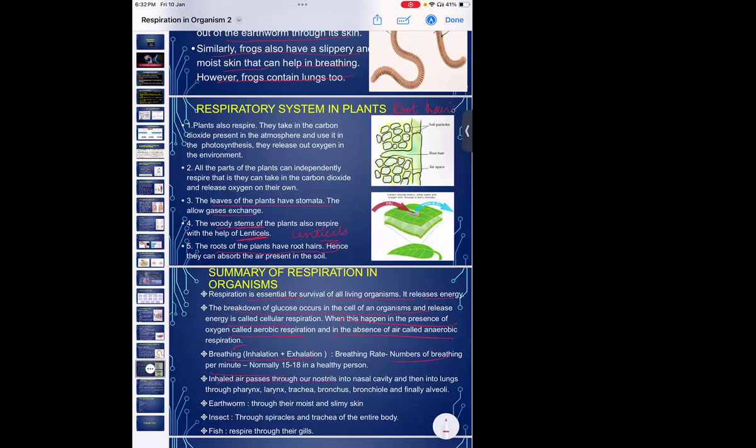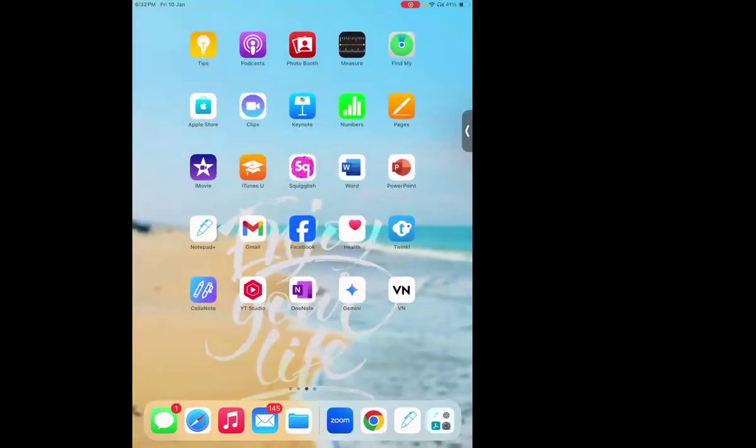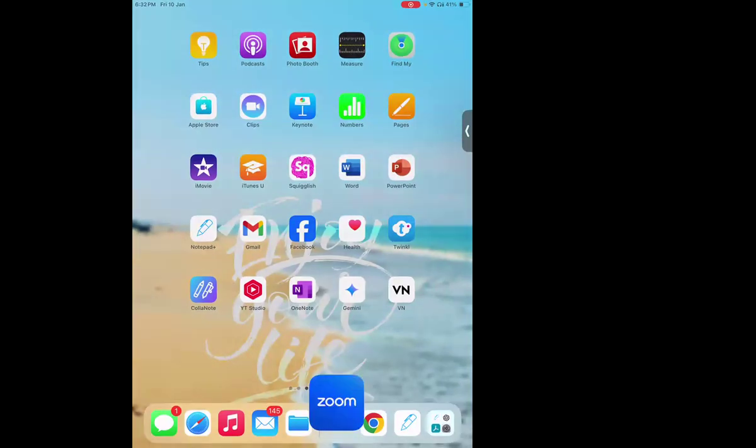Inhaled air will pass through the nostrils into the nasal cavity, then through the pharynx, larynx, trachea, bronchus, bronchiole, and finally to the alveoli in the lungs. Then earthworms breathe through the moist or slimy skin. Insects breathe through the spiracles and the trachea, and fish respire through the gills. So that is about the whole chapter, which is respiration in organisms.